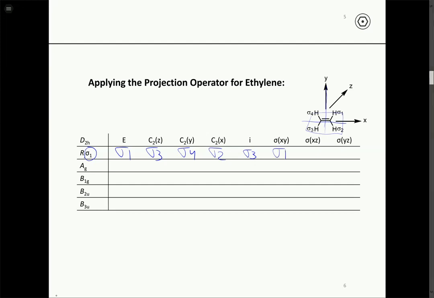Sigma xz is going to be this plane here. It's going to interchange 1 with 2. And then the last operation, sigma yz, is going to interchange 1 with 4. Okay, so that's the outcome of each operation on sigma 1. Remember, for the projection operators, we have to do each individual operation. Here, there's only one operation in each class, so our life becomes a bit easier. But in any point group, you'd have to apply each of the individual operations, not just one member from each class. And then we just multiply these by the characters. So from the character table, Ag is a totally symmetric representation, so you're going to have 1s in each of those positions multiplied by the result of the operations.